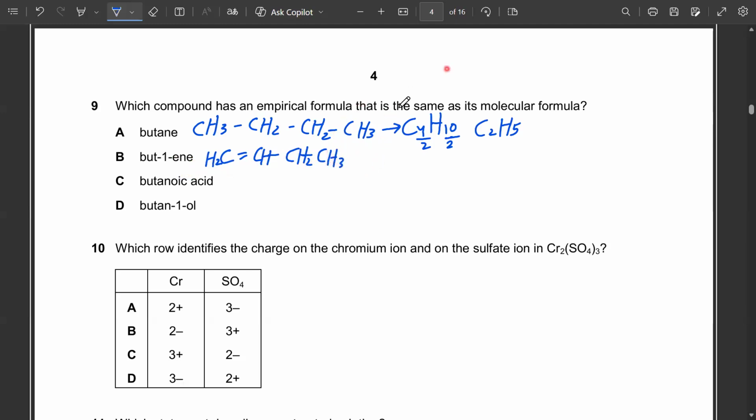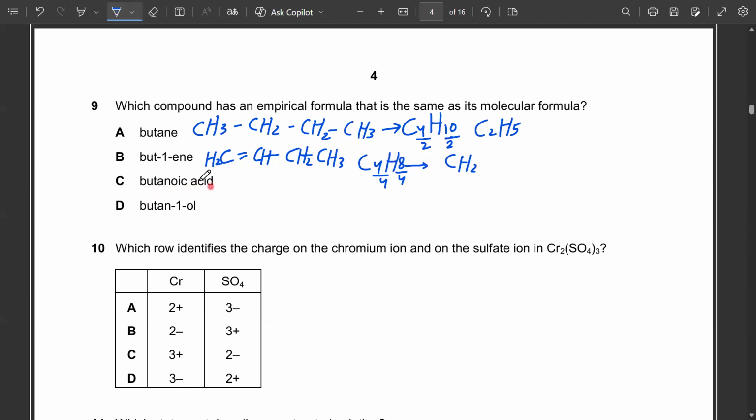Now determine its molecular formula. So its molecular formula will come out to be C4H8. This is the molecular formula, and then determine its empirical formula. It's simple, just divide both atoms by 4. So it will be equal to CH2. So empirical formula and molecular formula are not the same.